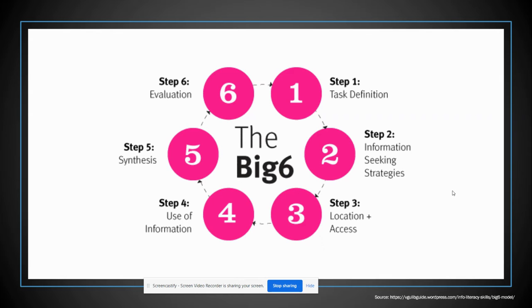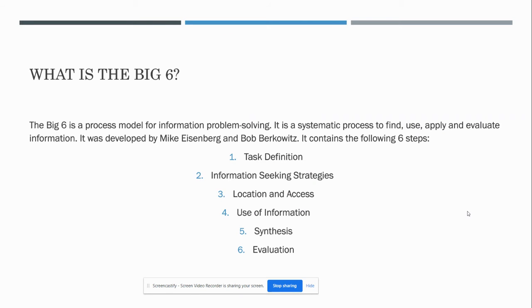So let's take a quick look at the Big Six model. So again, it's a process model for information problem solving. It's a systematic process to find, use, apply, and evaluate the information. And again, it was developed by Mike Eisenberg and Bob Berkowitz. The six steps, as I've already mentioned, are to be used in order.